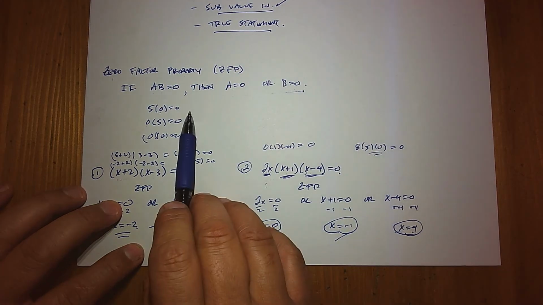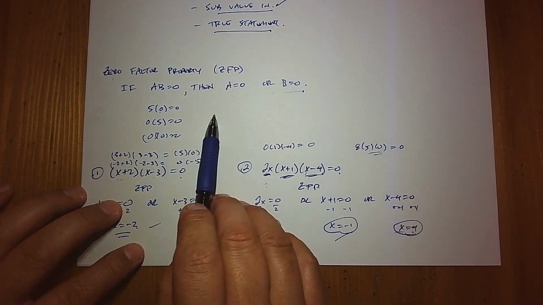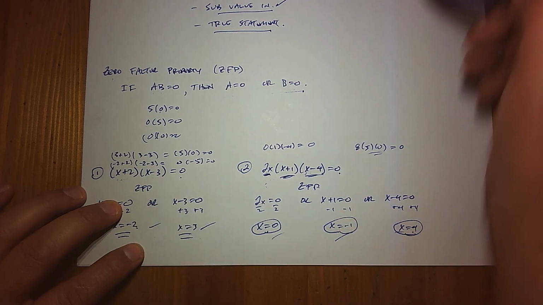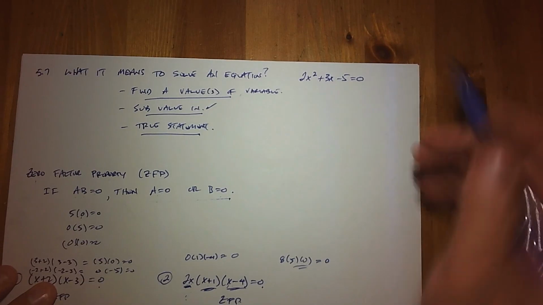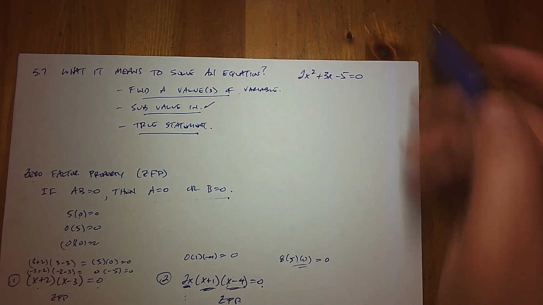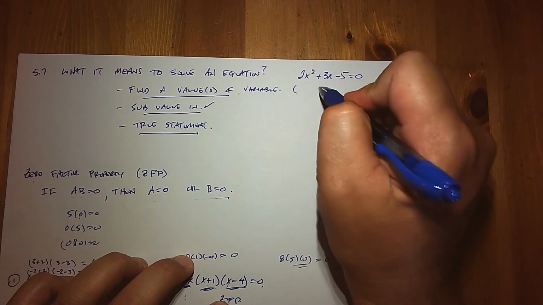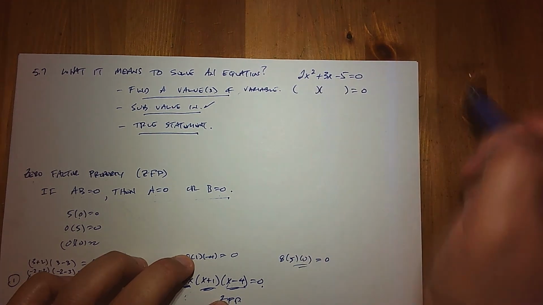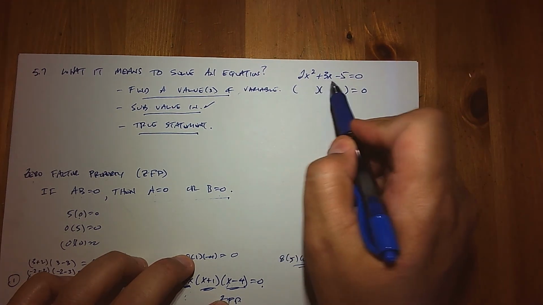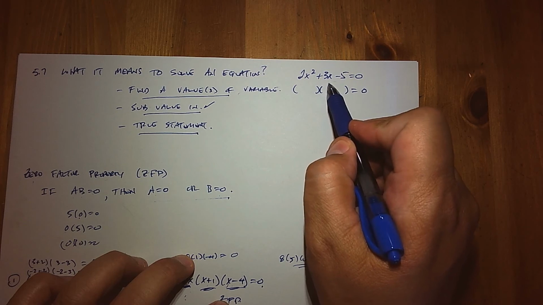Zero factor property is the big guy that helps us solve a polynomial equation like this guy, right? So this was the one that we started off with. How do I solve that? Well, if we follow what we did down here, I got to figure out, right, what times what creates this trinomial. And hopefully you guys can now see why we did all that factoring.